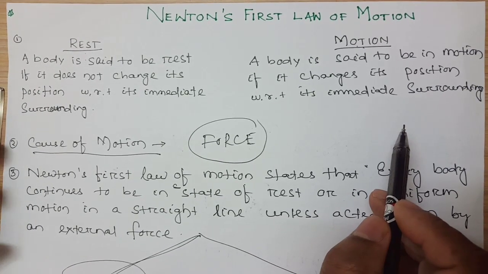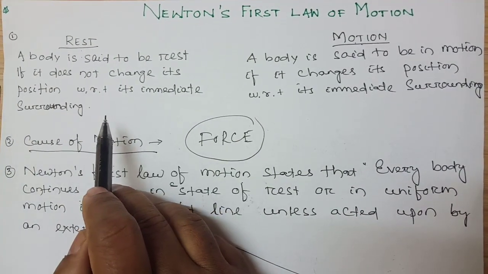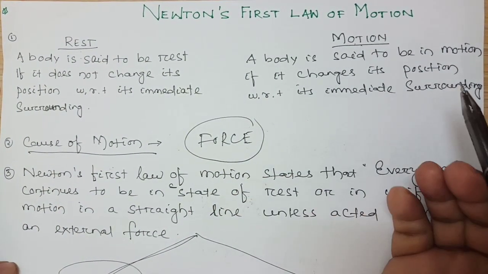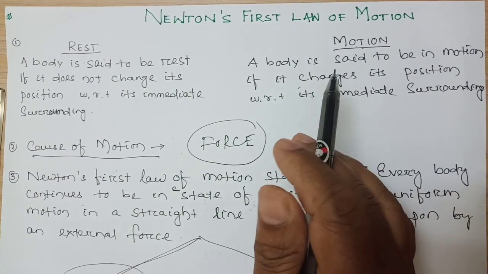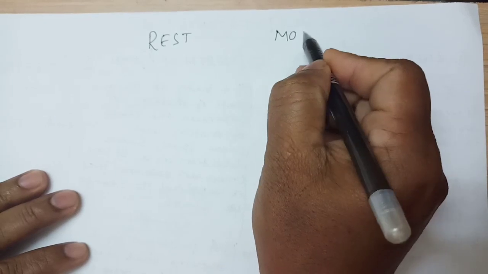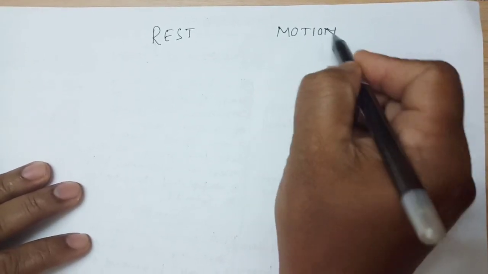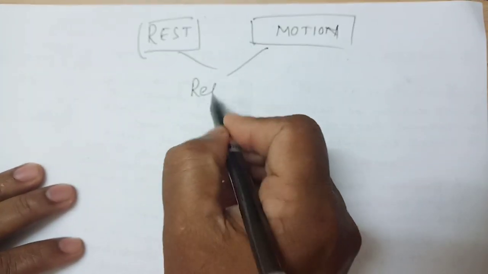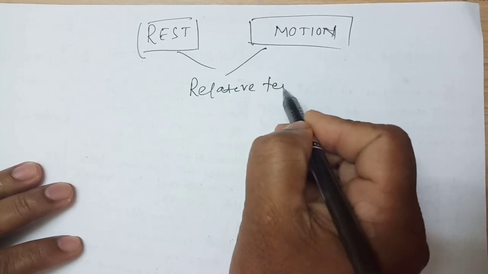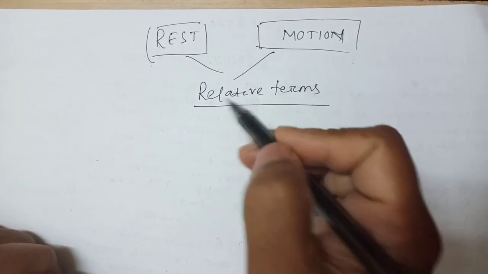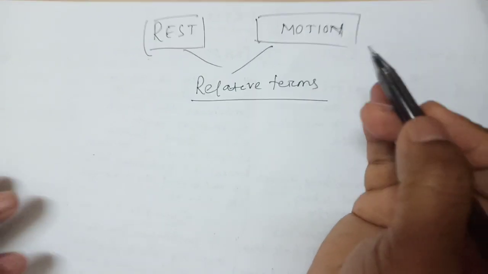Now you may be in doubt why I said with respect to immediate surrounding. Because we can say a body is at rest if it does not change position, and in motion if it changes position, but no. Try to understand, because rest and motion, these two terms are called relative terms. Why? Because when you ask whether a body is at rest or in motion, you have to tell with respect to something else. So let me give an example.